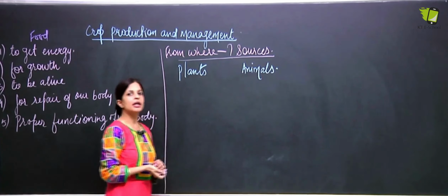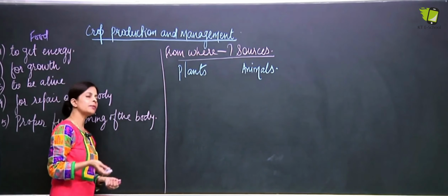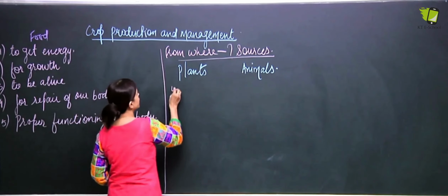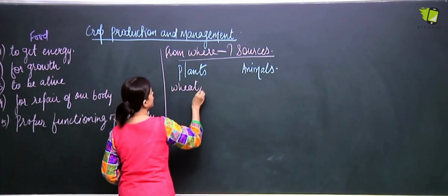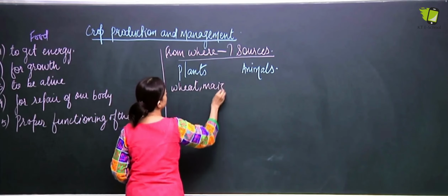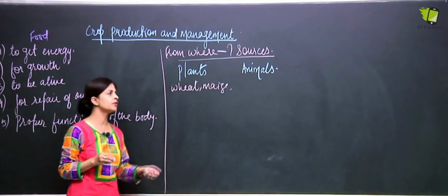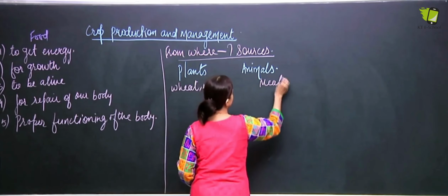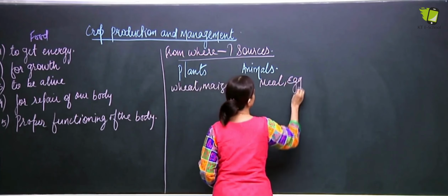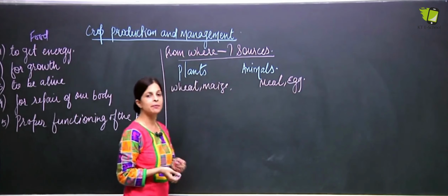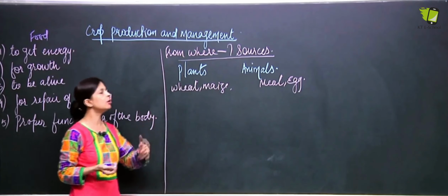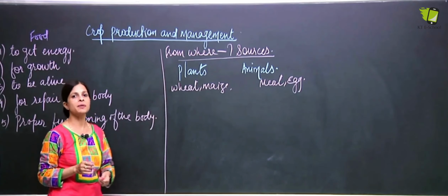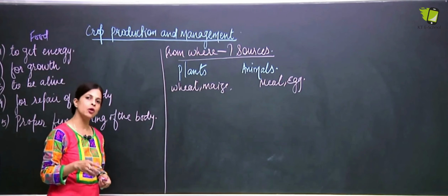Now when we talk about plants, everybody knows, these are very basic things. What can I write? I can write wheat, I can write maize. No need to give more examples because we all know. Now animals, I can write meat, I can write egg. Again many examples, and the best part is we all know this. But now there's a difference between plants and animals.